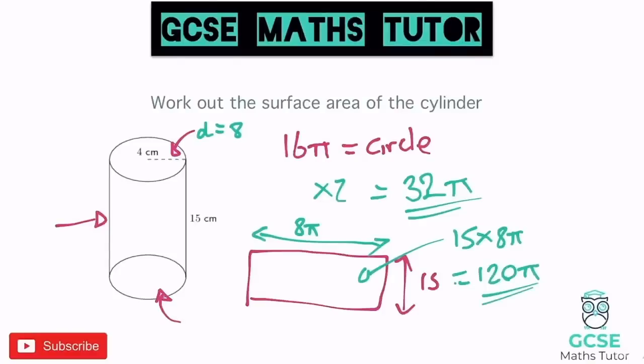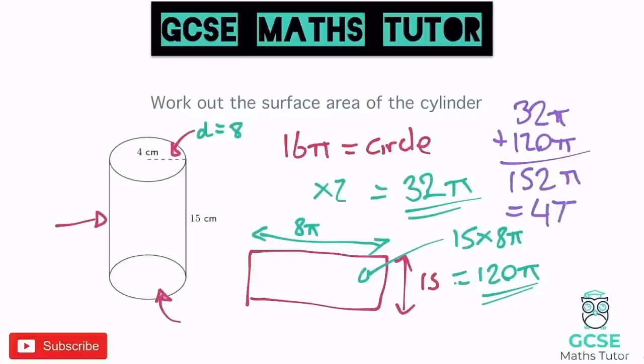All we've got to do to finish this off is add these two together. So we have 32 pi, add 120 pi, and in total that gives us 152 pi. Again, we could just write this as a decimal, but 152 pi comes out as 477.5 to one decimal place centimetres squared for surface area, and there's our final answer. So you just got to remember, you obviously got the circles top and bottom, and then to work out the area of the curved part, you need to think about that circumference there being the length of the rectangle.